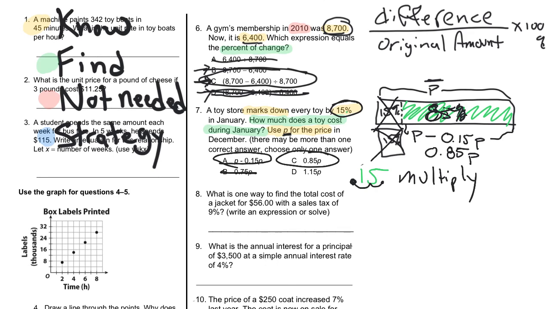1.15p, that would be adding 15% onto the end of it, because that's 115% right there. So that's not it either. So it's either A or C, or in our case, both. Go ahead and write down anything you need to. Pause the video if you have to, and then we'll move on to 8.